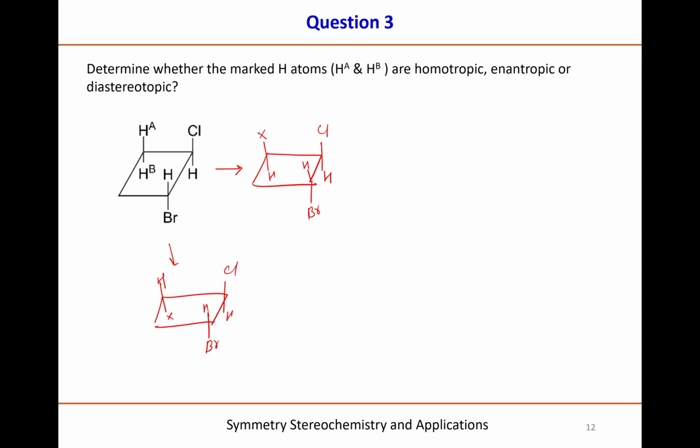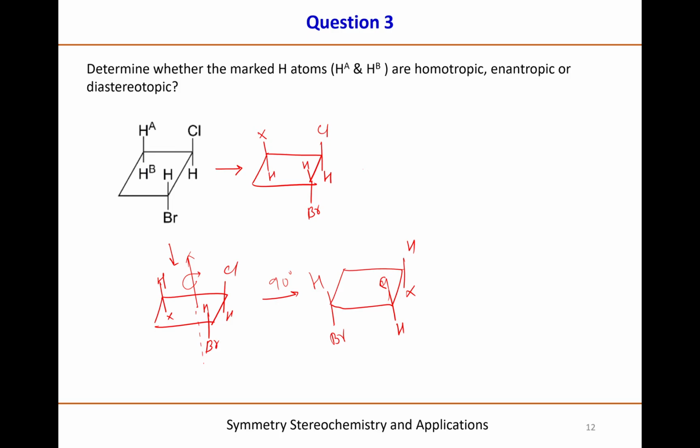So now what we have to do, we have to do the possible rotation. So if I rotate the molecule on this axis by 60, by 90 degrees, sorry. X will come here, H, Br, H, correct? Cl and H. Got it?